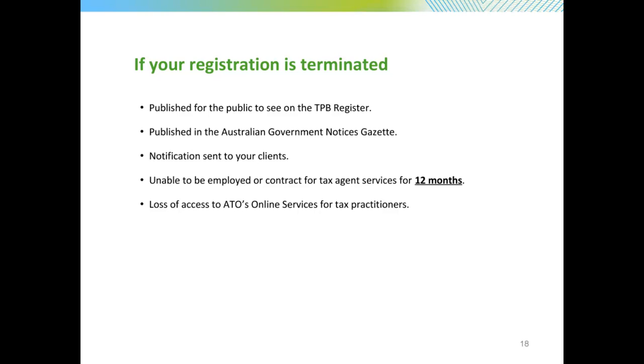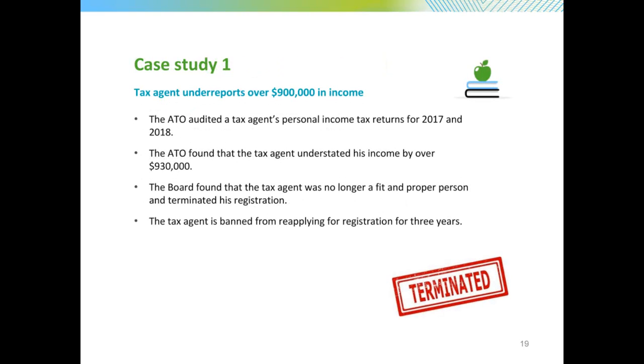The ATO found that the agent was no longer a fit and proper person to be registered, terminated the registration, and imposed a 3-year exclusion period or ban, preventing them from reapplying for registration.